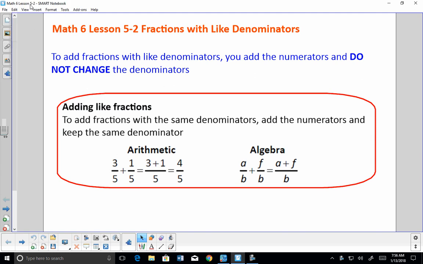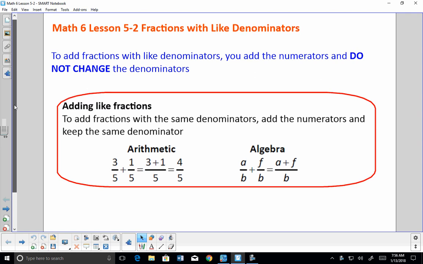This is Math 6, Lesson 5-2, Fractions with Like Denominators. To add fractions with like denominators, you add the numerators and do not change the denominator. The whole purpose is to get a common denominator. If you're already given a common denominator, you do not need to change that. So, if I have like fractions, add the numerators and keep the same denominator.